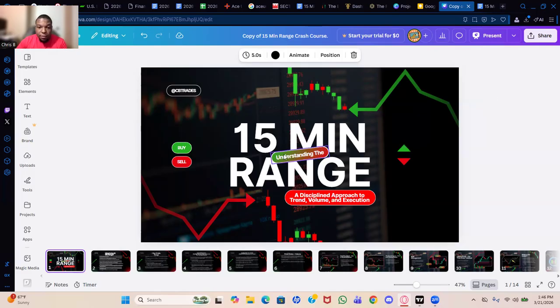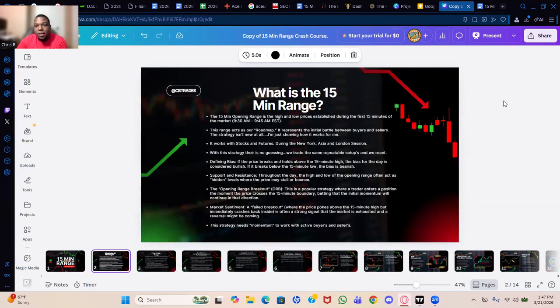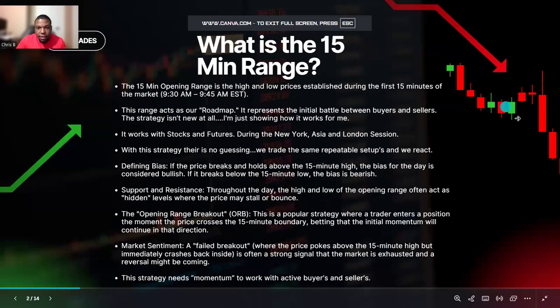And with this strategy, I'm going to be breaking down everything: my indicators, my risk management, all of the indicators that I use. I'm going to break down everything that you need to know. That way, if it does help you, then to me, that's all that matters. But with this one, we're going to talk about what is the 15-minute range. Let me do a full presentation for y'all, that way y'all can see everything.